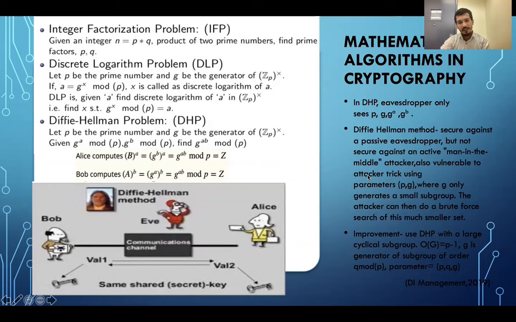We have a limitation of Diffie-Hellman. It is secure against a passive eavesdropper, but not against a man-in-the-middle attack. This is because of the mathematics. In the parameters we use, P and G, G generates a small subgroup, so brute force is prevalent.